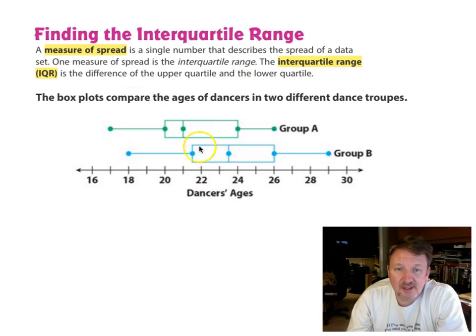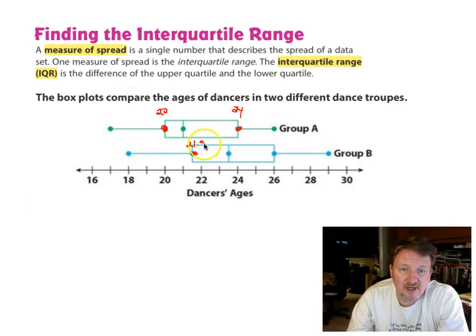Okay, so here we have two box plots. The box plots compare the ages of dancers in two different dance troupes. The upper quartile and the lower quartile are these numbers right here. In this case we have 20, and that's the lower, and then the upper is 24 for that one. In this one, the lower quartile is 21.5, and the upper is 26.